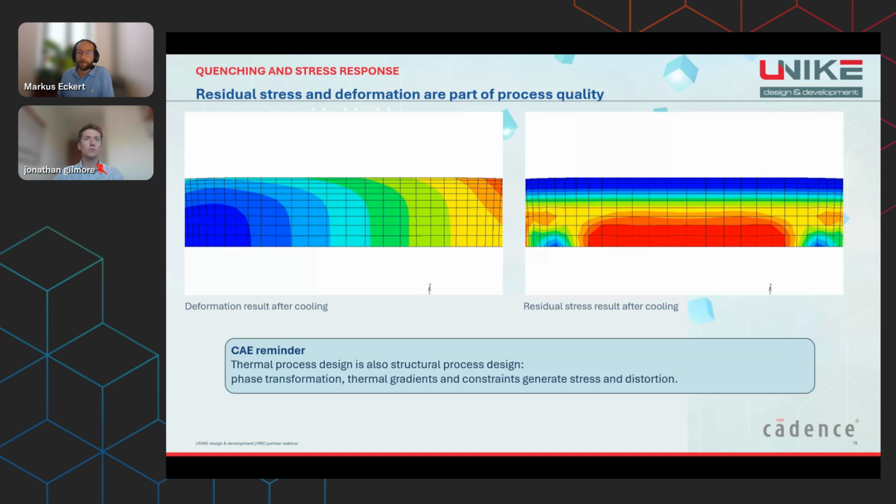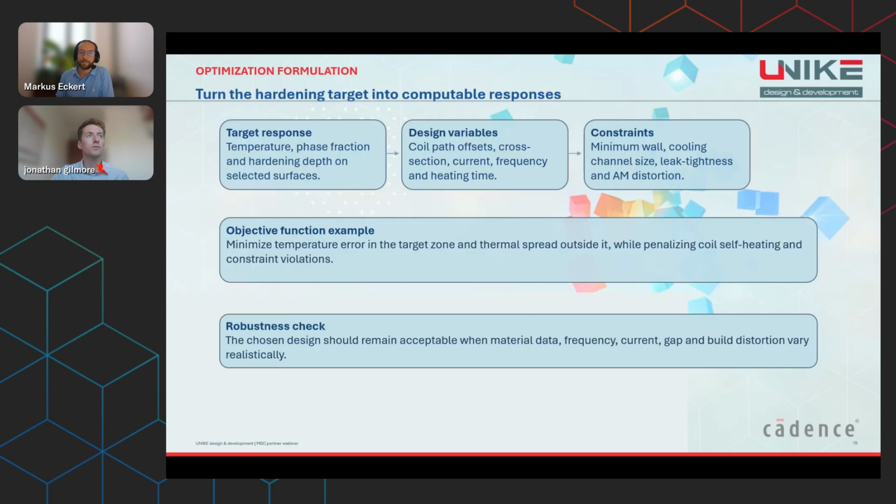For the induction coil, it is indirectly important as well, because the coil distance, position, and repeatability of heating depend on geometry. A process may therefore look thermally correct and still be quality critical if the mechanical response is not controlled. That is why stresses and deformations belong in the assessment of process quality.